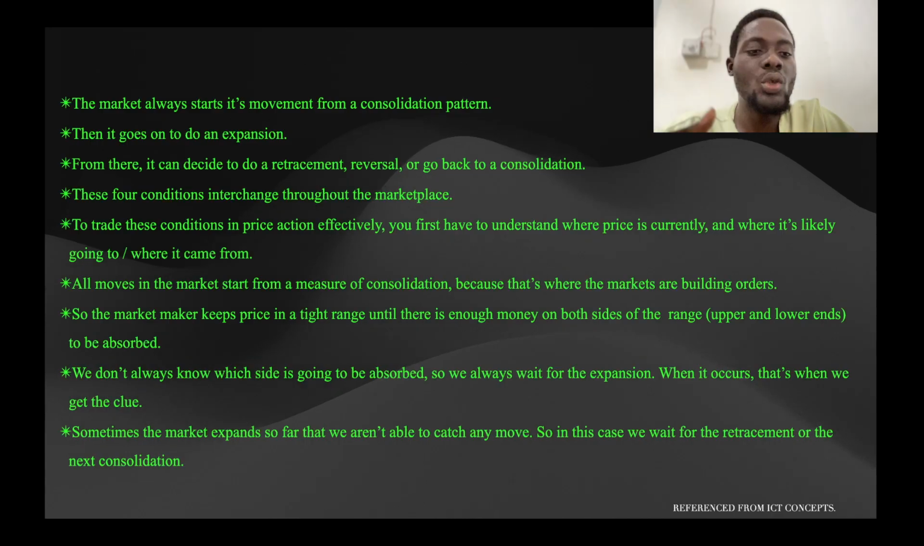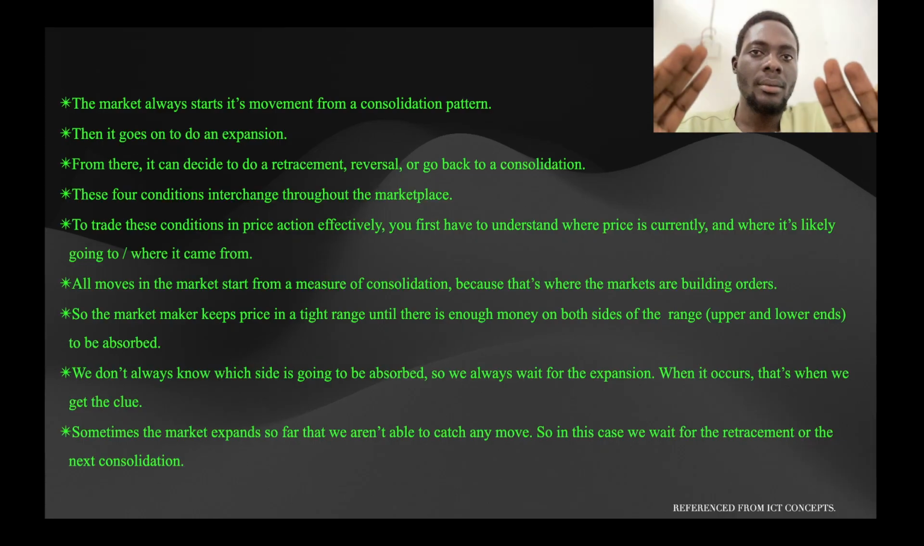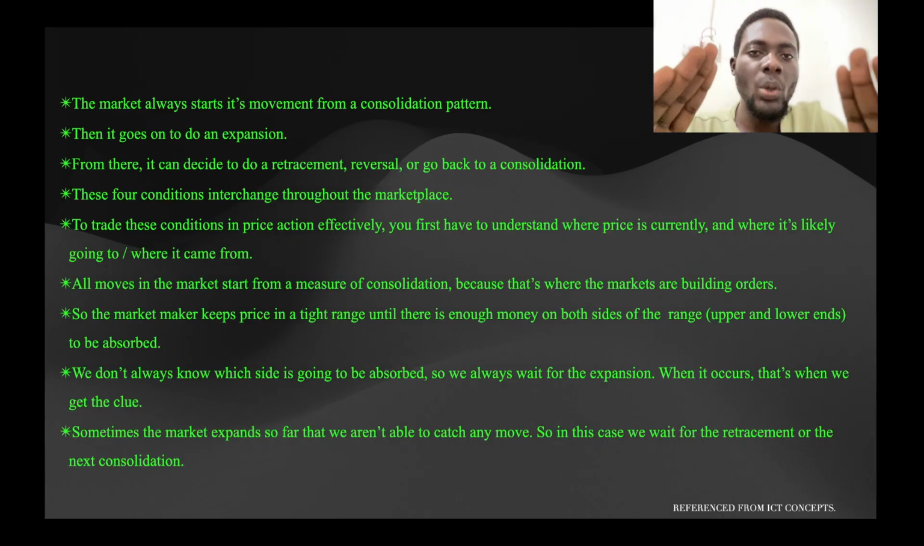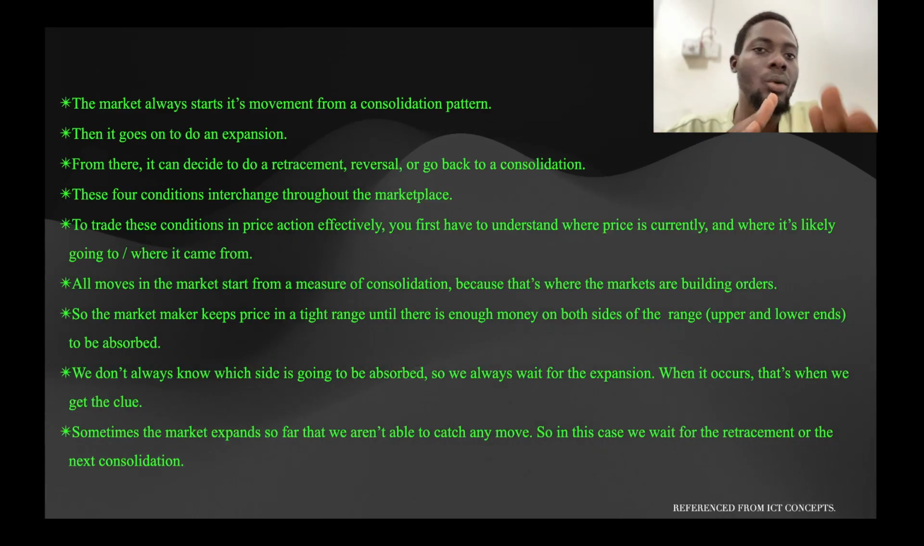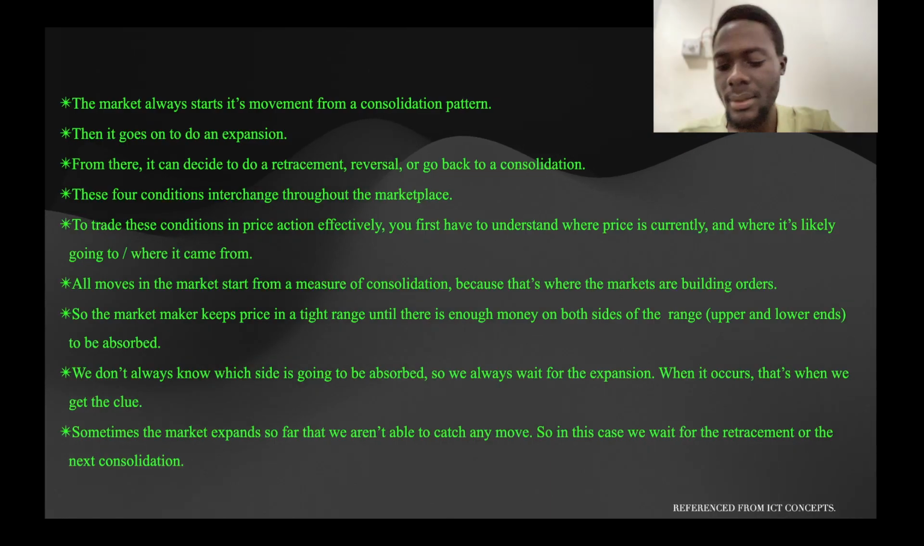And that's fine. You're not going to get every move. You understand? What happens is you wait. You wait for a retracement or you wait for the next consolidation to know what you are going to do next. You don't chase price. Again, you don't chase price.